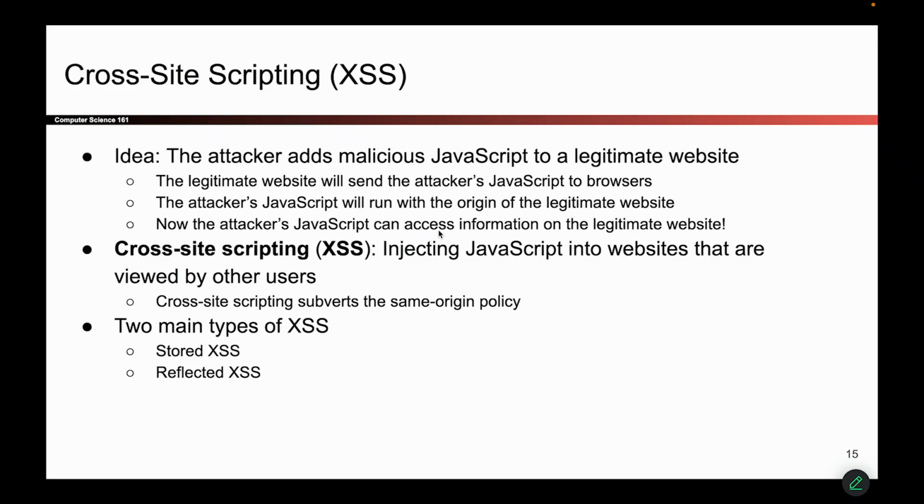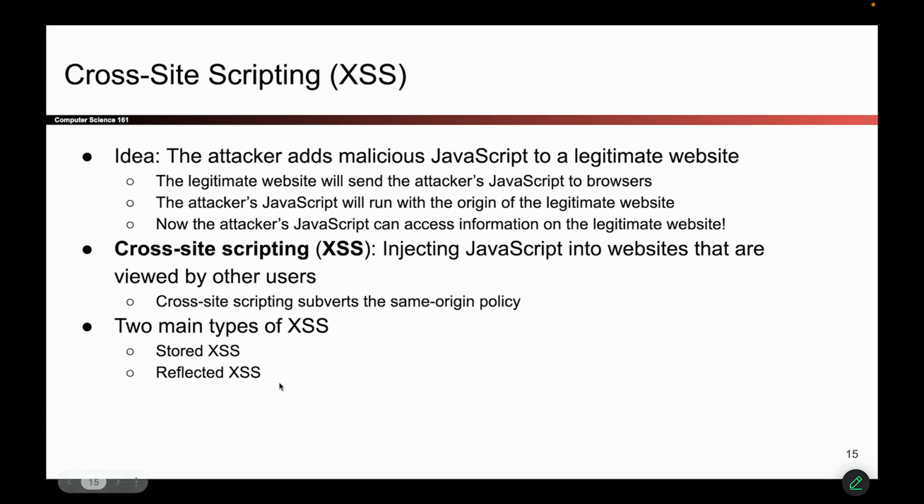OK, so that's what XSS is. Remember that it subverts the same origin policy. Now let's talk about how you actually implement one of these attacks. There's actually two categories of XSS, and there are two different strategies you can use to cause a website to execute your unintended JavaScript, or to serve a web page with your unintended JavaScript for browsers to run.